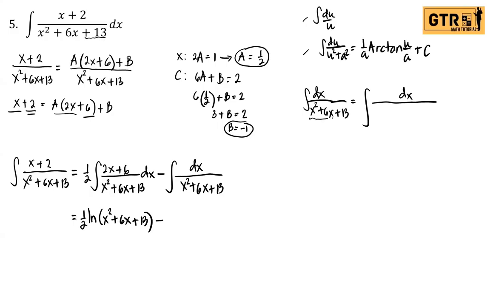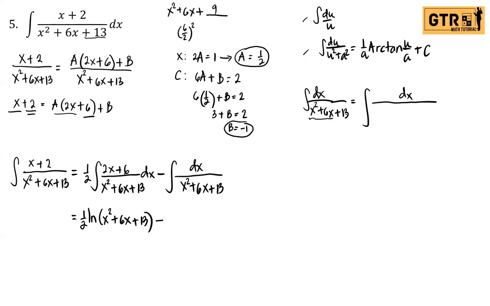x squared plus 6x. What must be the last term to make it a perfect square trinomial? So x squared plus 6x. What should be the last term to make it a perfect square trinomial? So the formula is 1/2 of the coefficient of x. So 6 divided by 2 and then square it. 6 divided by 2 is 3. 3 squared, that is equal to 9.